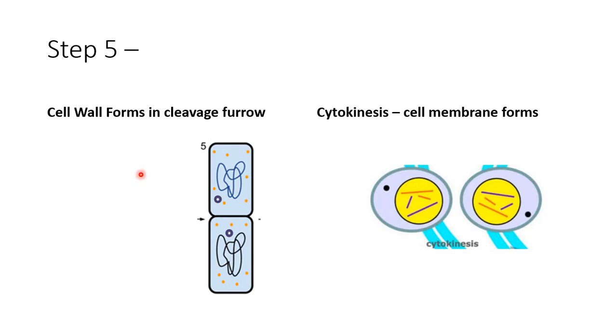Finally, the cell wall forms in the cleavage furrow, all right, and in cytokinesis, the cell membrane forms. So one other difference, if I haven't mentioned it, is that in a prokaryote there's a cell membrane and a cell wall. So they have two different things. They have a cell membrane right on the inside of their cell wall. So they have two different separation barriers. Whereas in mitosis, there's just a cell wall, but they have other membrane-bound organelles inside.